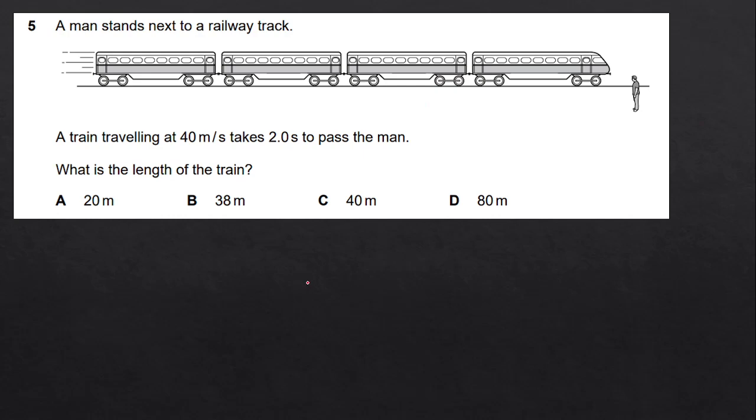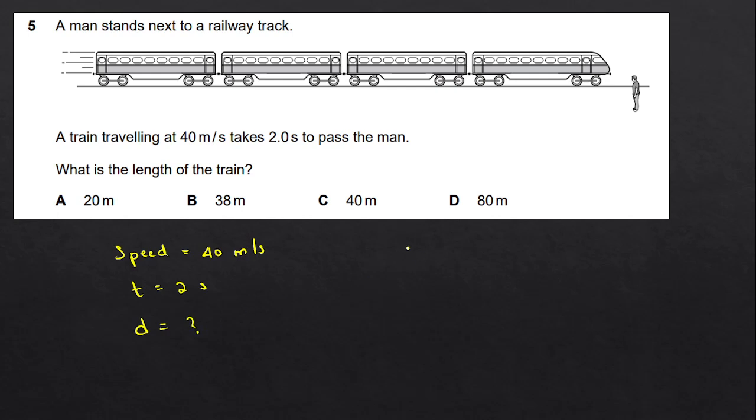Question 5. A man stands next to a railway track. A train traveling at 40 meters per second takes 2 seconds to pass the man. What is the length of the train? In this question, we have been provided with the speed. Speed is 40 meters per second. The time is given to us, 2 seconds. They are asking us what is the length. Length is nothing but the distance of the train. Distance covered by an object moving at 40 meters per second for 2 seconds.